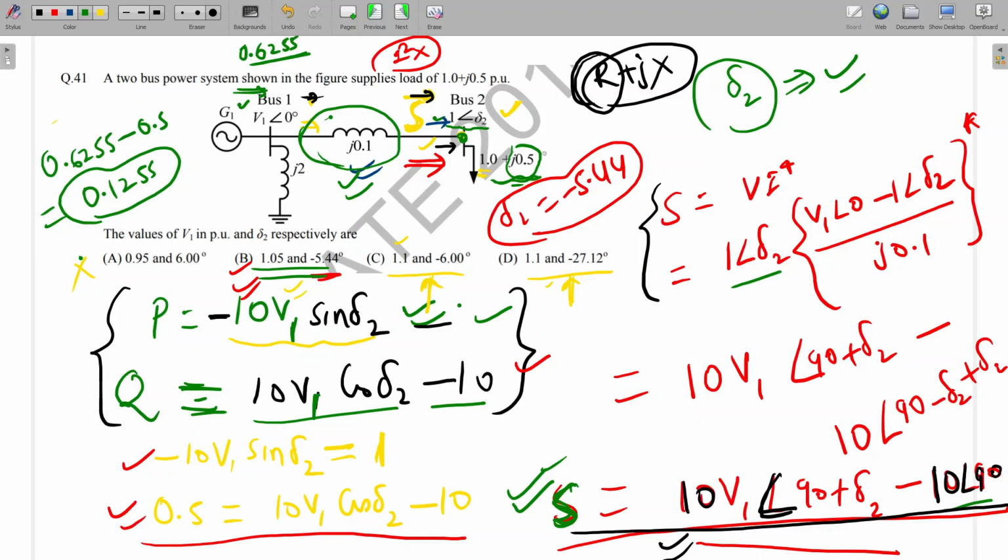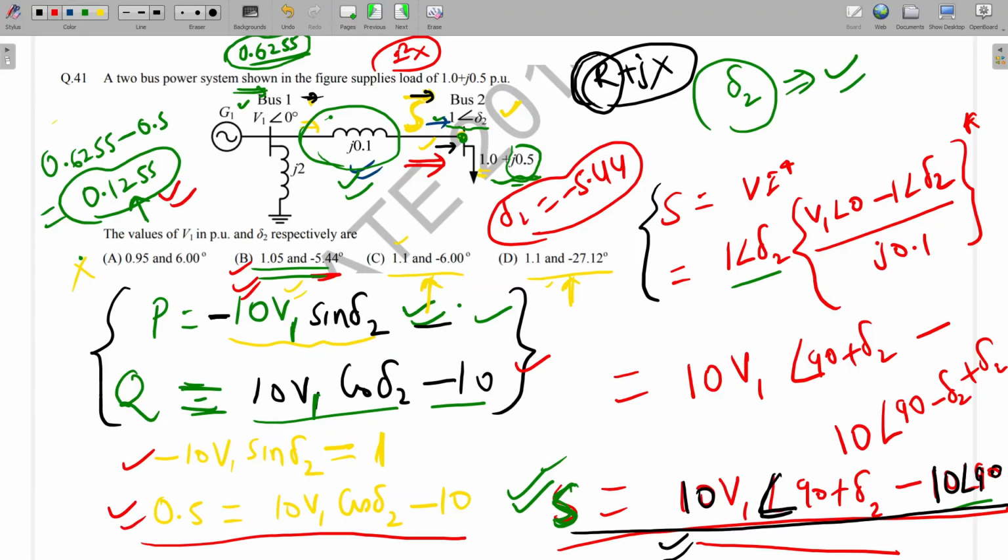Load is taking how much? 0.5. But the source is supplying how much? 0.625. So this extra 0.125 is taken by this reactive element. Now we can verify by calculating the current value also. We will calculate the current and then I square into X. That should give this value 0.125.